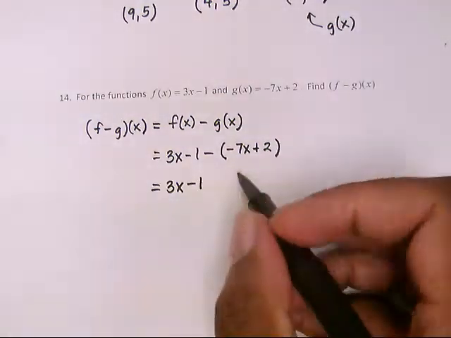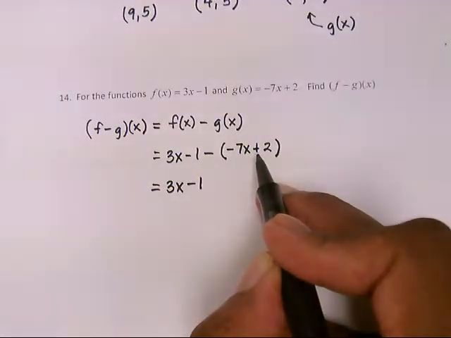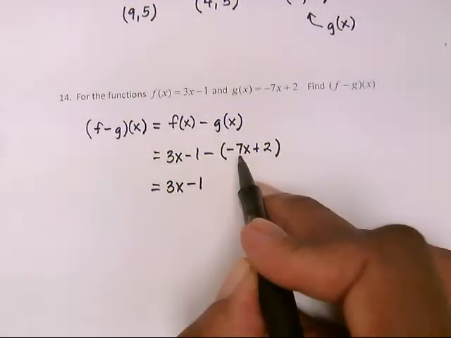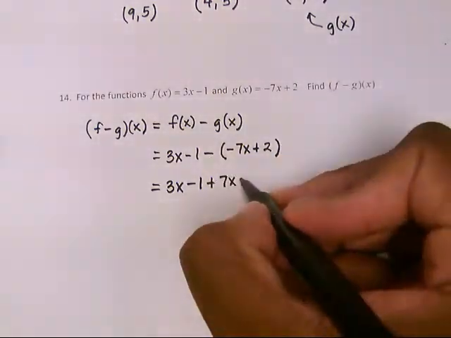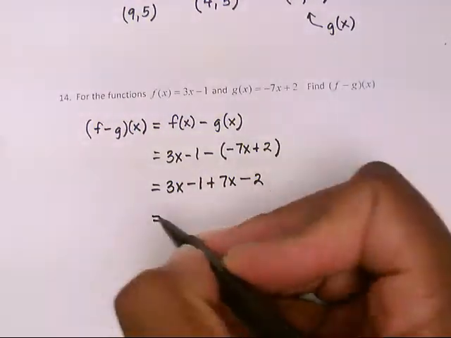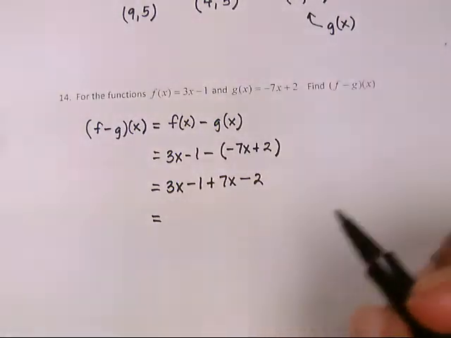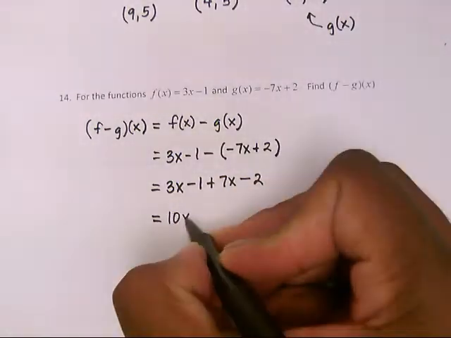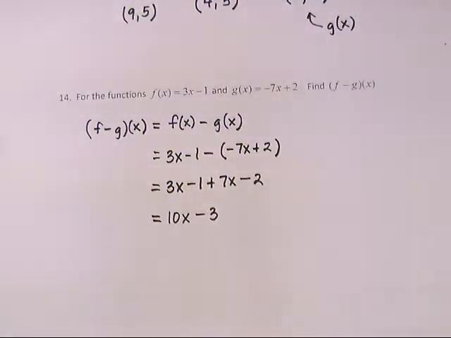Bring down that 3x minus 1. This minus sign will change the sign of each and every term in the parentheses. So that minus sign makes the negative 7x a plus 7x. The minus sign makes the plus 2 a minus 2. And then we're going to combine like terms here. 3x plus 7x, that's 10x. And then minus 1 and a minus 2 will be minus 3. And that would be what f minus g of x will end up being: 10x minus 3.